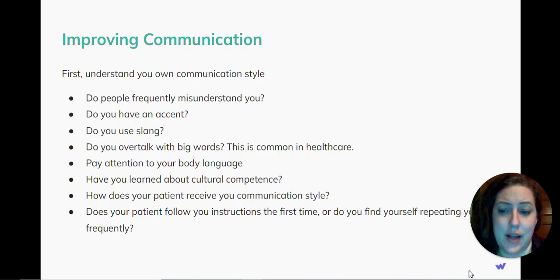This is very common in healthcare. Pay attention to your body language. Have you learned about cultural competence? How does your patient receive your communication style? Does your patient follow your instructions the first time, or do you find yourself repeating yourself frequently?